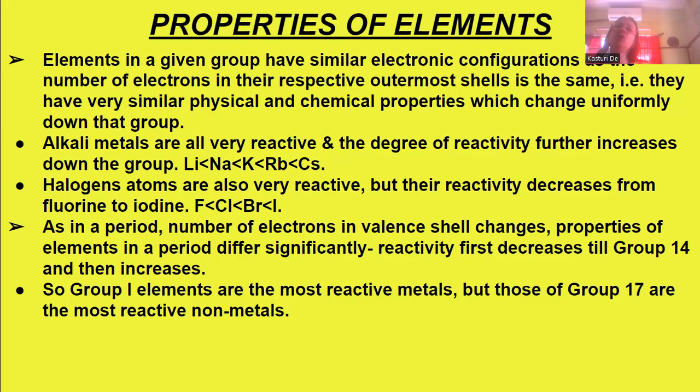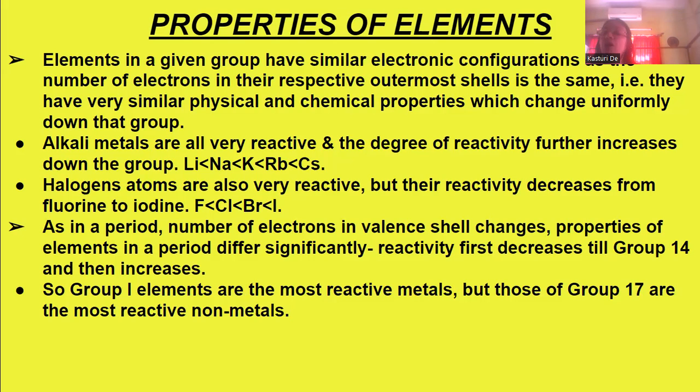Now, alkali metals, that is group 1A elements, are all very reactive, and the degree of reactivity increases further as we go down the group. For example, lithium is reactive, but sodium is more reactive than lithium. Potassium is more reactive than sodium. Rubidium is more reactive than potassium, and cesium is more reactive than rubidium. Like this, the reactivity increases.